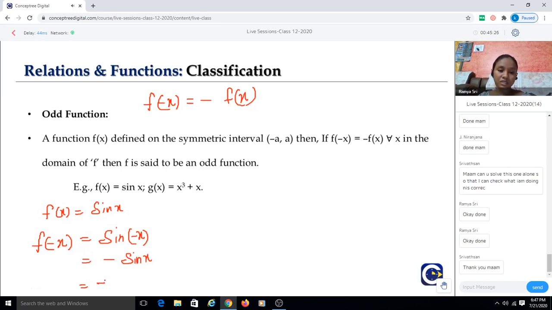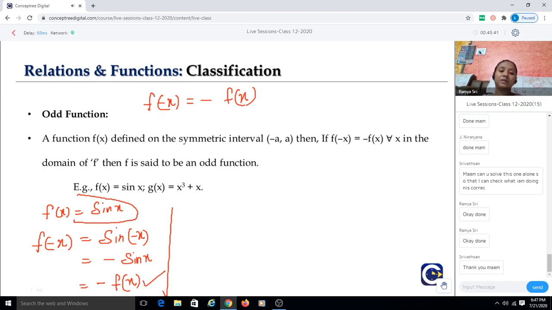So it will be minus sin x, and sin x is nothing but our function f of x. So hence we obtained the condition, that is f of minus x is equal to minus f of x. So hence the function f of x equal to sin x is nothing but an odd function, right?